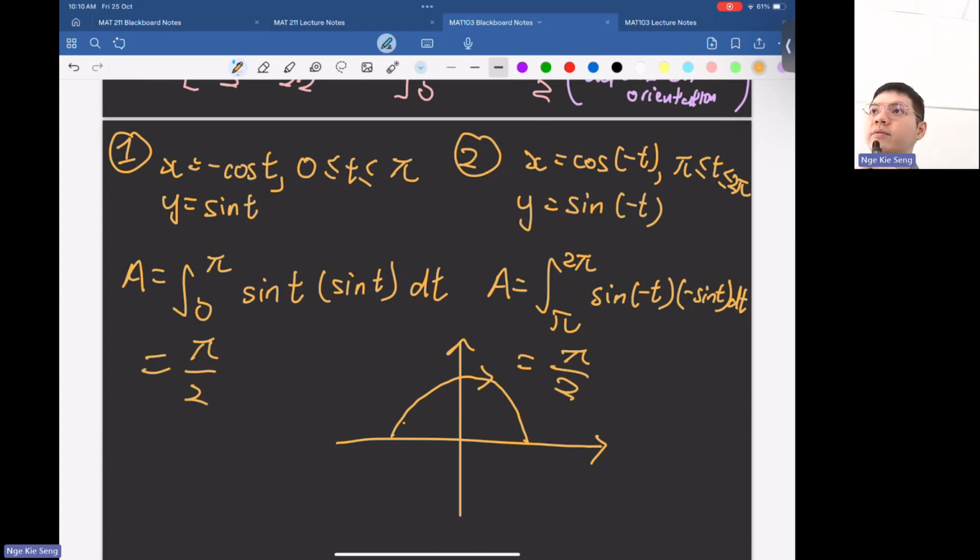Then go back and compute. Convince yourself. Either you convince yourself or you find my mistake. That's all, there are only two possibilities. So try and compute. See if you get pi over 2 or not in these two cases.